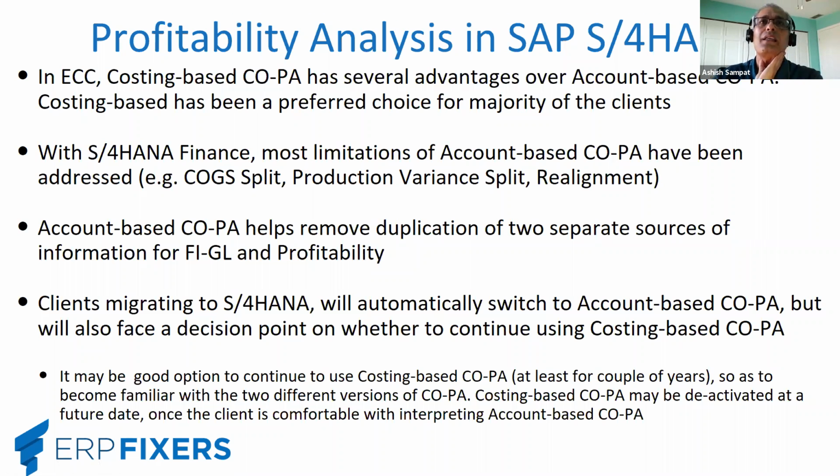But then with S4 HANA, the limitations of account-based COPA have been addressed when you look at COGS split or the production variance split or realignment. Realignment is yet another powerful feature which, I believe effective 1709 or 1809, I don't remember, is now being offered in account-based COPA. Now, what does realignment mean? You have characteristics, you have made some change, let's say your product hierarchy change or your regional organization structure has changed. For marketing staff, you want to realign your profitability segments. That could be done in costing based earlier. Now it can be done in account based also.